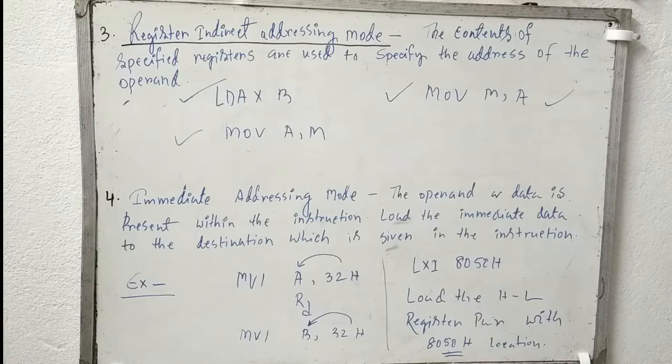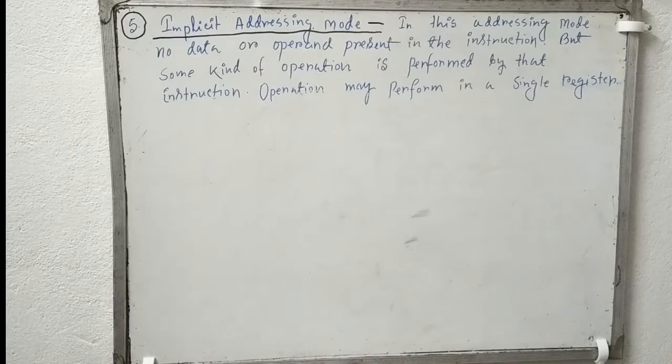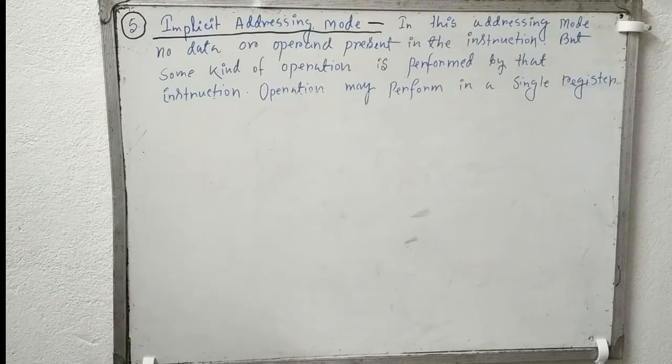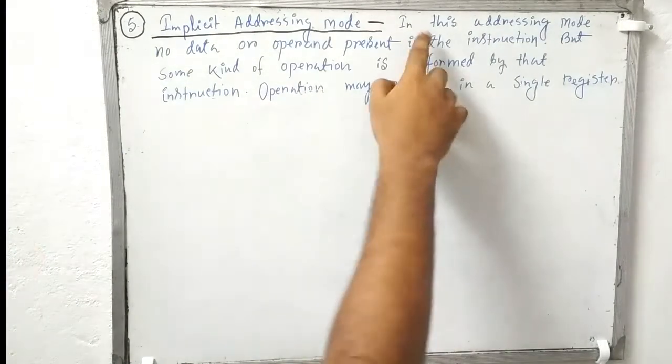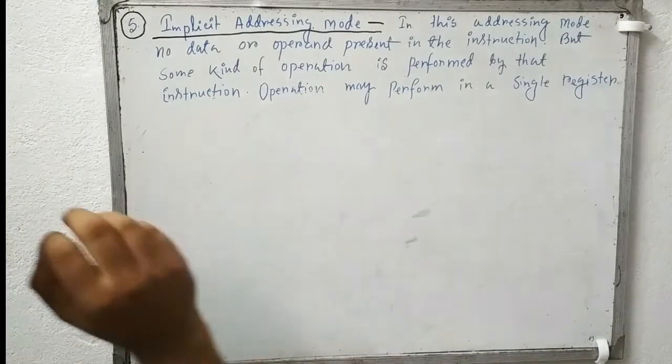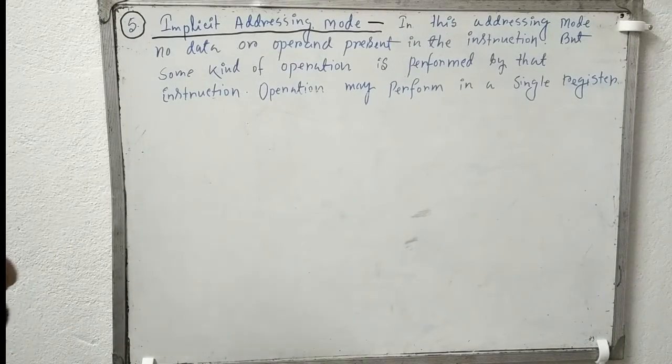Now we will go to our next addressing mode, which is the last addressing mode, the implicit addressing mode. What is the implicit addressing mode? In this addressing mode, there is no data or operand present in the instruction, but some kind of operation is performed by the instruction. The operation may be performed on a single register also.